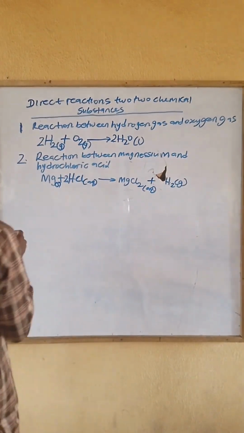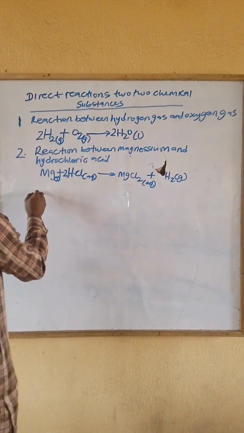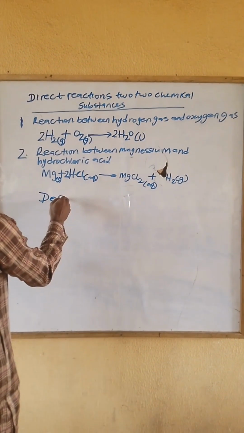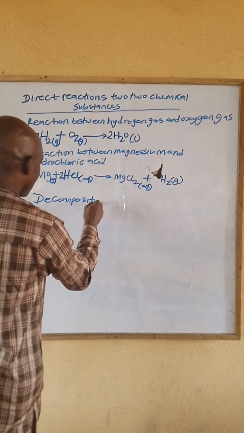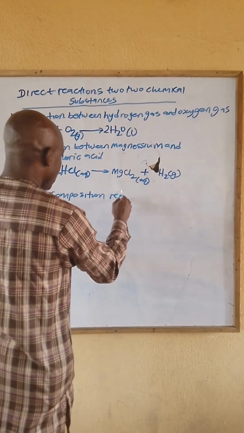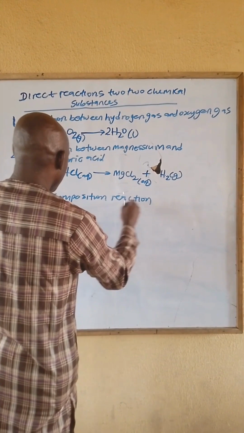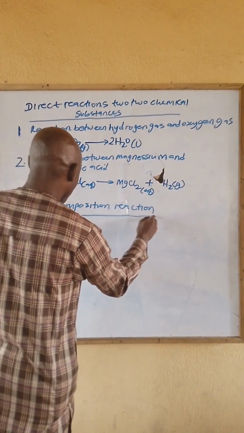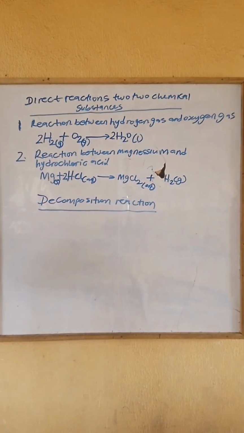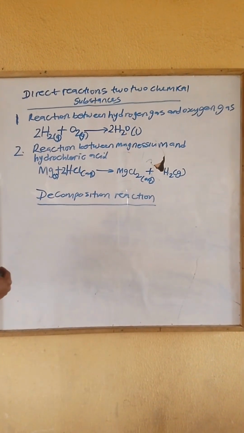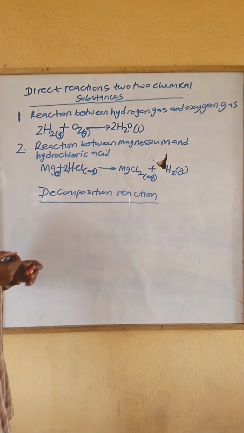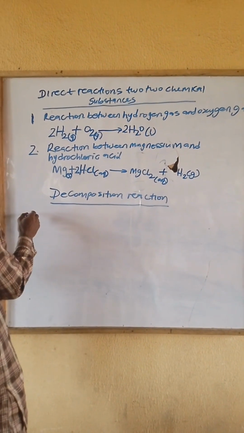So that is decomposition reaction. In this type of reaction, a bigger species breaks down under the action of heat or catalyst to give us smaller species.